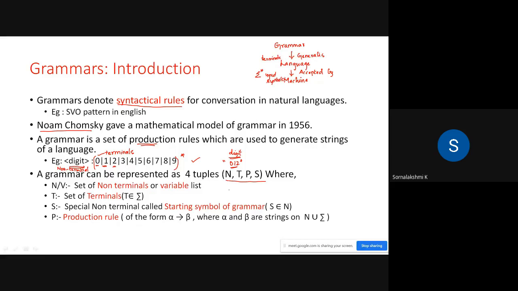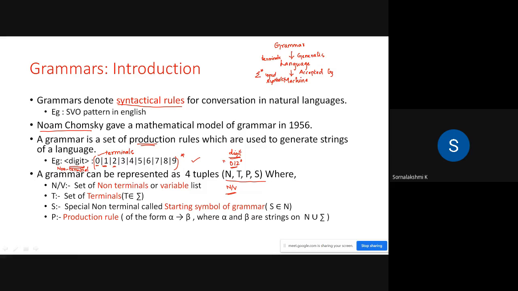See, the symbols N and V are used interchangeably for non-terminals. N or V, it's also called a variable. It's also called a non-terminal. So in the following slides, N or V will be used interchangeably. So non-terminals are variables. You can't have variables in the final string that you generate. They have to be substituted with terminals.